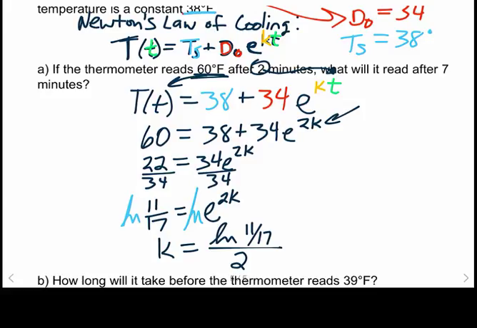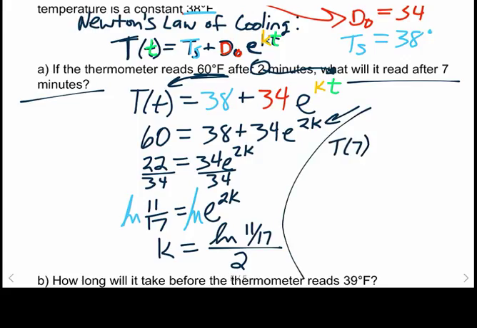Now we're asked, what will it read after 7 minutes? And so we need to put all this back together and find T of 7. The surrounding temperature of 38 degrees hasn't changed. The initial temperature difference of 34 degrees hasn't changed, since it started. K is what we just found, the natural log of 11 over 17 divided by 2. And then in place of T, we have 7.